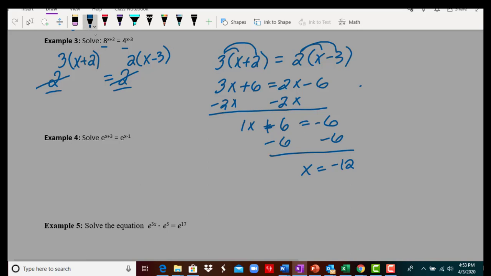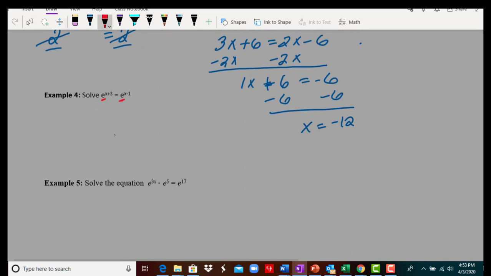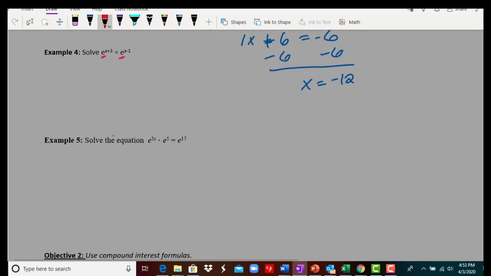Now, if you have things in the base of e, the natural base, we talked about the natural base. The natural base is 2.72 some very long number. So if we do things in the natural base, the same rules apply. Are the bases the same? Sure, they're the same. So that means we would drop the bases and we would rewrite it as just now x plus 3 equals x minus 1.